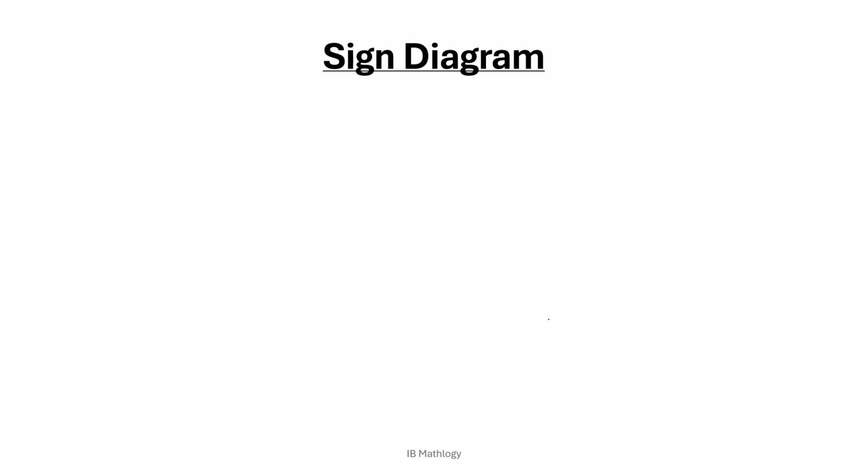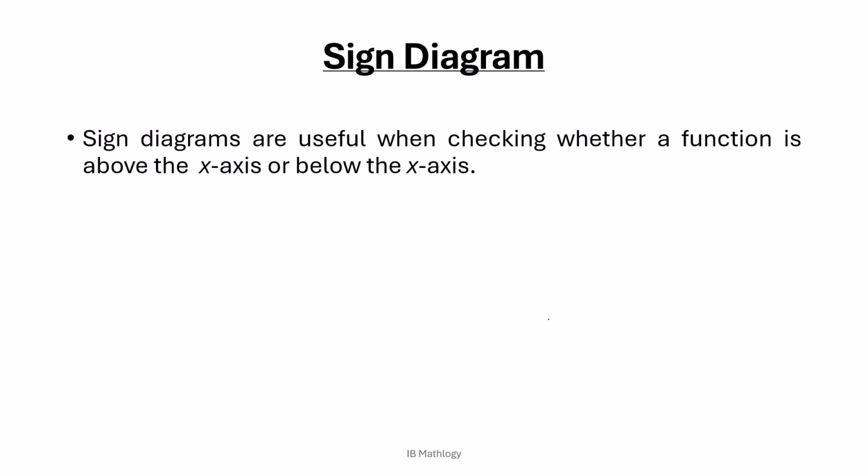Let's understand sign diagrams. They are useful when checking whether a function is above the x-axis or below the x-axis. It is a visual representation that shows the intervals where a function is positive, negative or 0. Let's understand this with the help of an example. In this, you can see there is a straight line which is passing through point 2. Let's draw the sign diagram. There are some steps to draw the sign diagram.